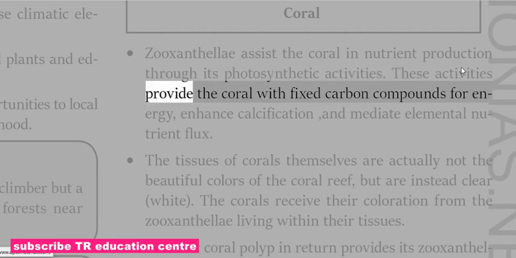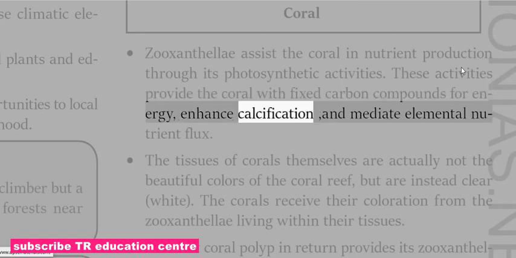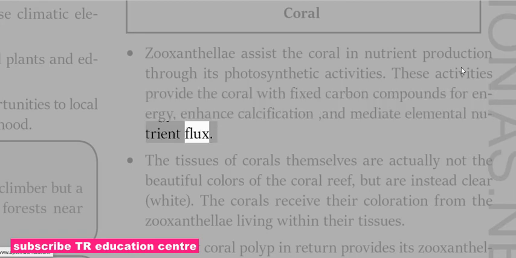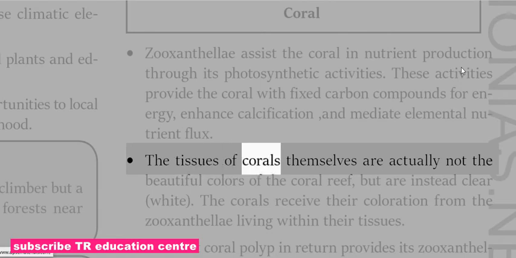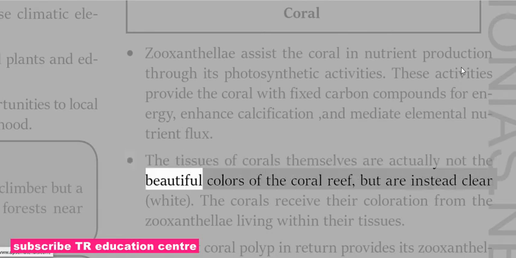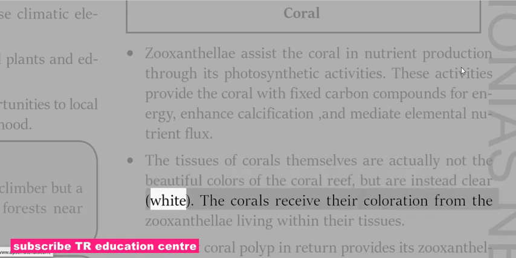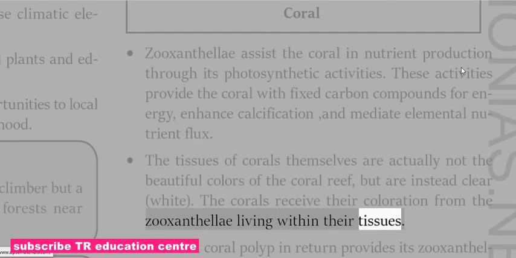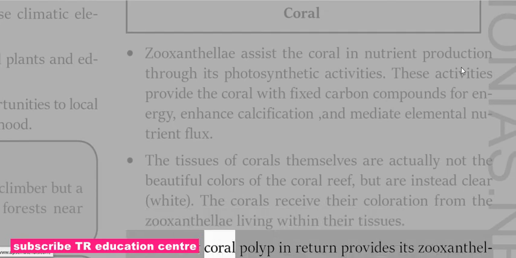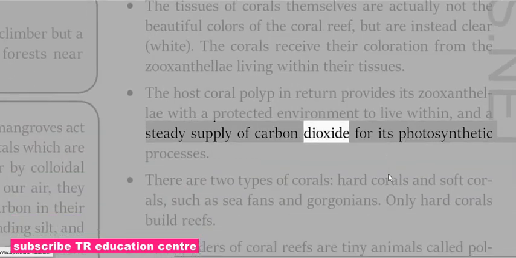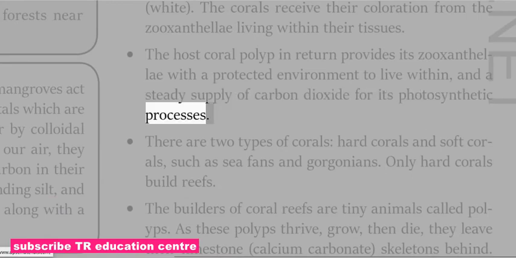These activities provide the coral with fixed carbon compounds for energy, enhance calcification and mediate elemental nutrient flux. The tissues of corals themselves are actually not the beautiful colors of the coral reef, but are instead clear, white. The corals receive their coloration from the zooxanthellae living within their tissues. The host coral polyp in return provides its zooxanthellae with a protected environment to live within, and a steady supply of carbon dioxide for its photosynthetic processes.